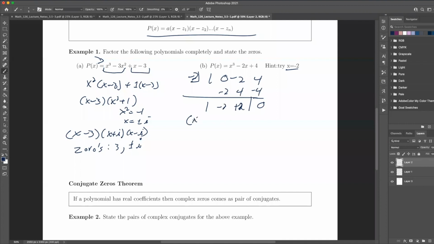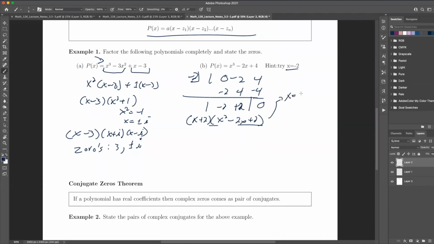So here I have x plus 2 times x squared minus 2x plus 2. Does this factor nicely? And the answer is no. You just use the quadratic formula.